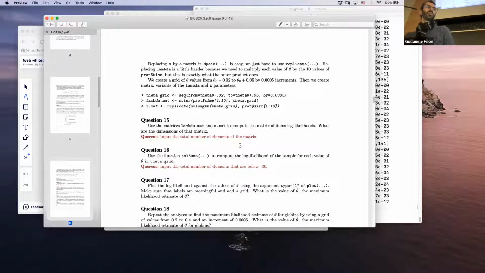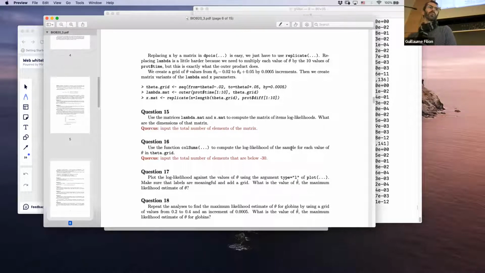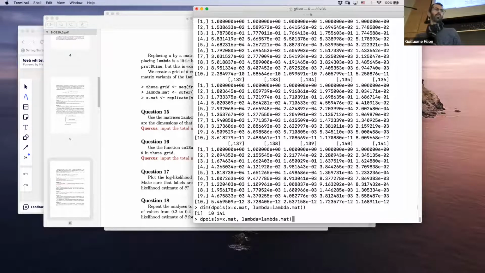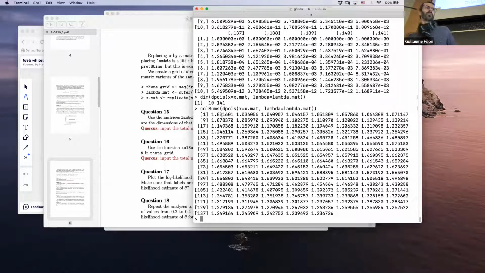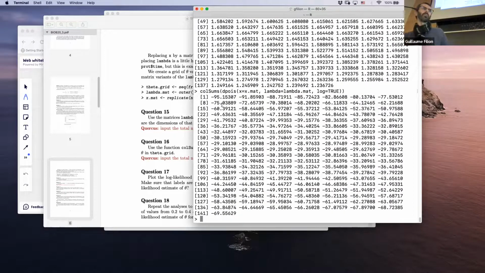Use the function colSums to compute the log likelihood of the sample for each value of theta in theta.grid. So I have a matrix here. Okay, that is a matrix, and to compute the sums in column, the function is called colSums. So that's computing in one go the log likelihood. Oops, sorry, I forgot something, of course. It's like log equals TRUE. So I'm computing here the log likelihood of each value of theta as we go.